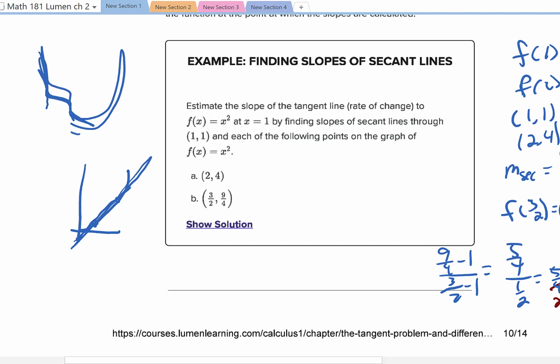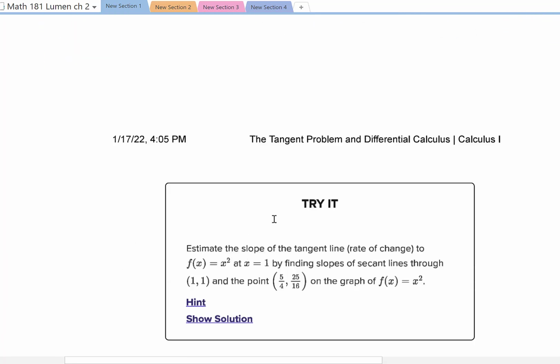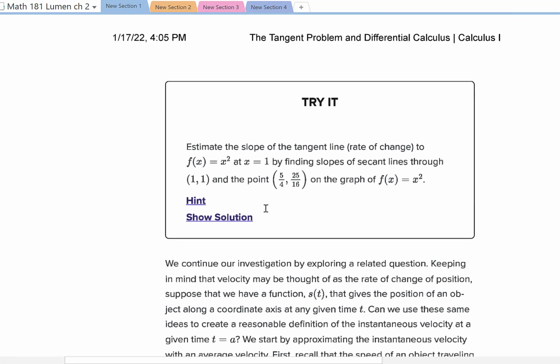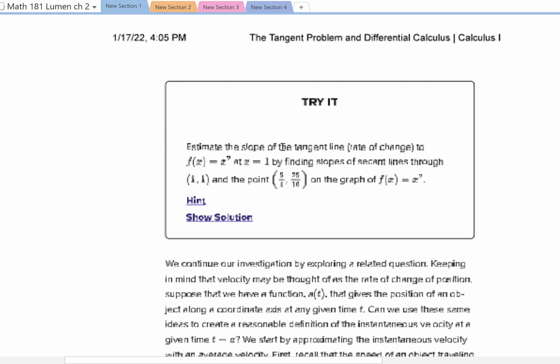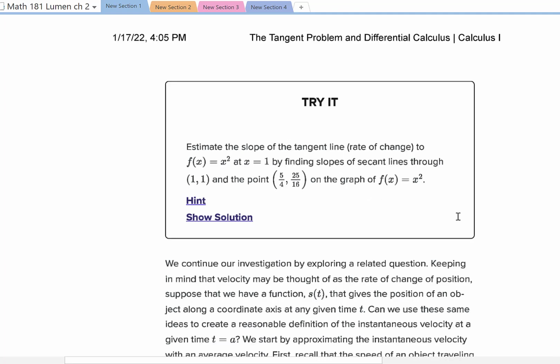And so 5 halves, by the way, is a closer point, and that would be a little more accurate to what the actual slope would be. As we go on, you'll see what the actual slope would be. Now estimate the slope of the tangent line, the rate of change, to f of x equals x squared at x equals 1, as we saw before. That was at 1, 1, and then the point 5 fourths, 25 sixteenths.